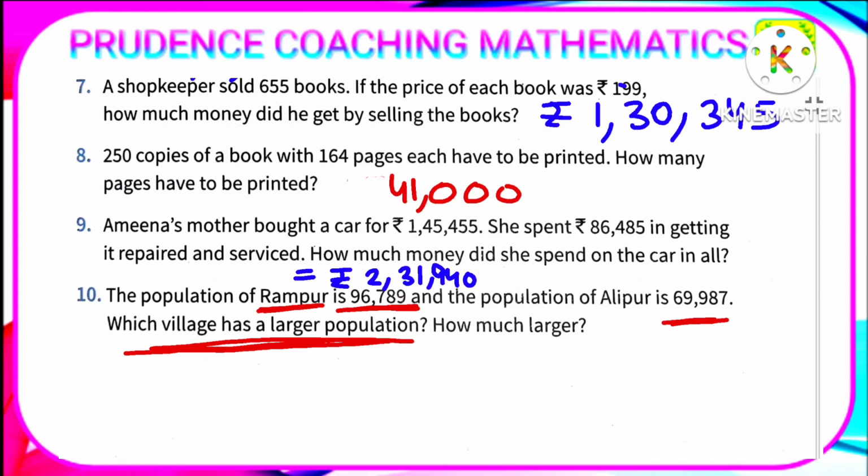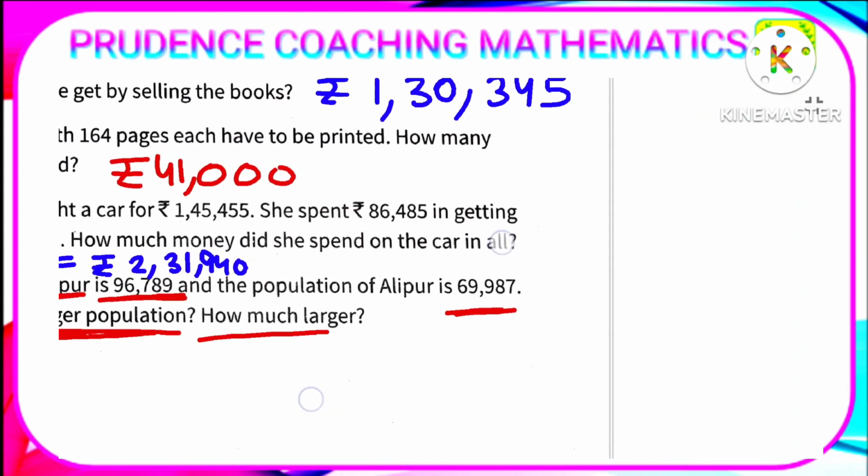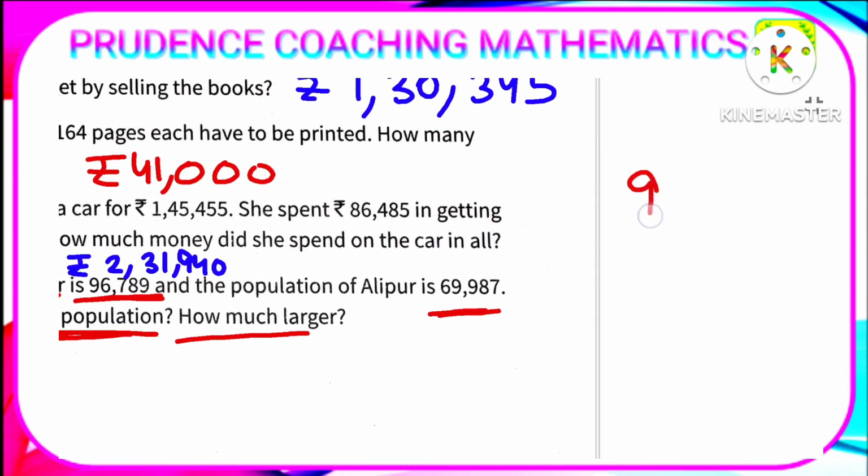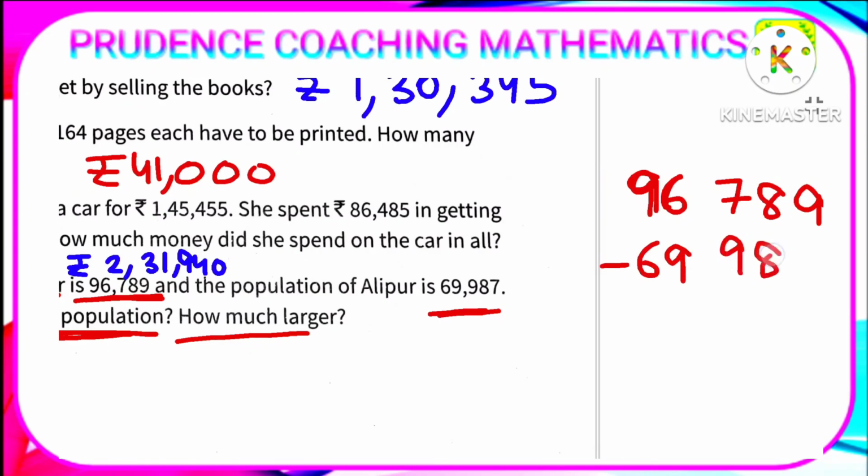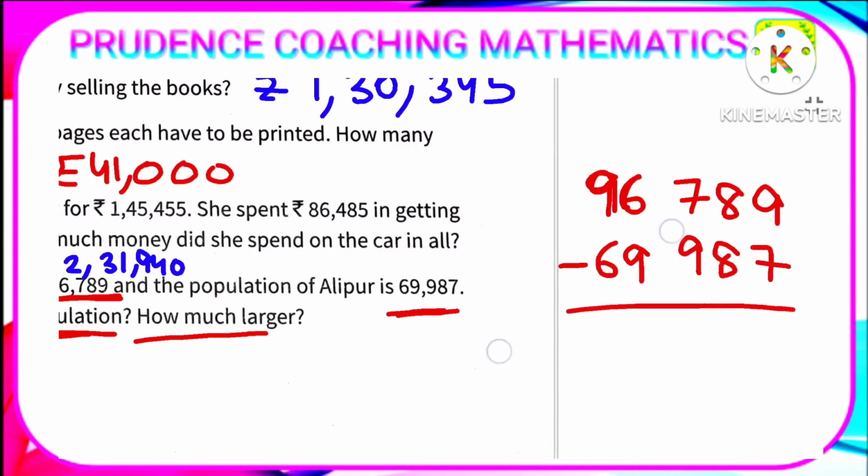Next, by how much larger you are asked, means how much more. So you need to subtract. You are going to subtract from 96,789, that is the larger one. From that you need to subtract the smaller population, that is 69,987. So let us subtract and find out.